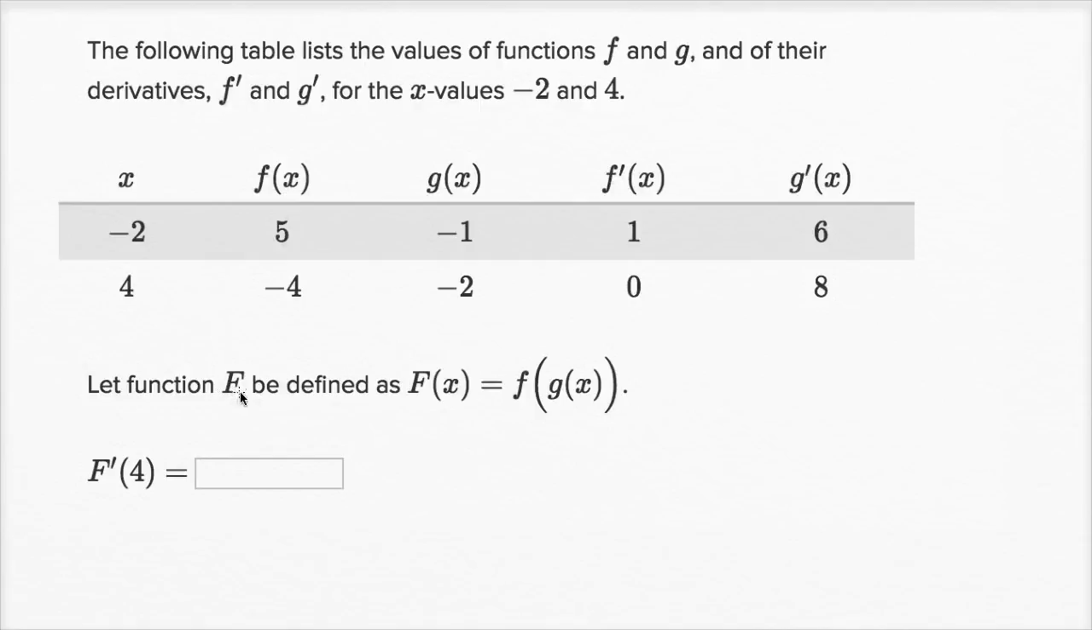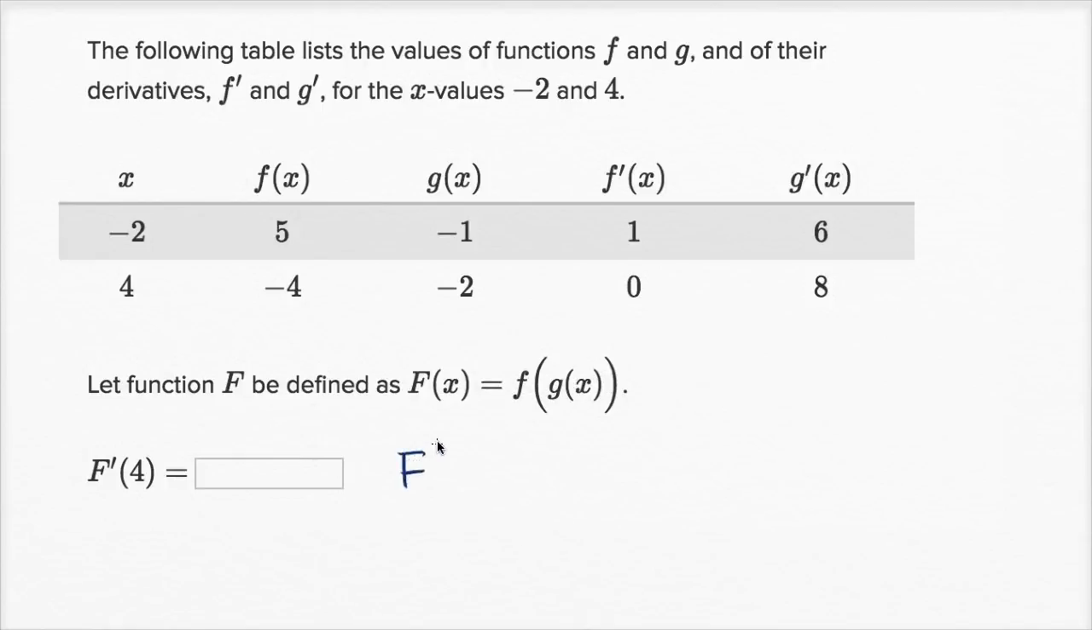Let function capital F be defined as the composition of f and g. It's lowercase f of g of x. And they want us to evaluate F prime of 4. So you might immediately recognize that if I have a function that can be viewed as the composition of other functions, the chain rule will apply here.